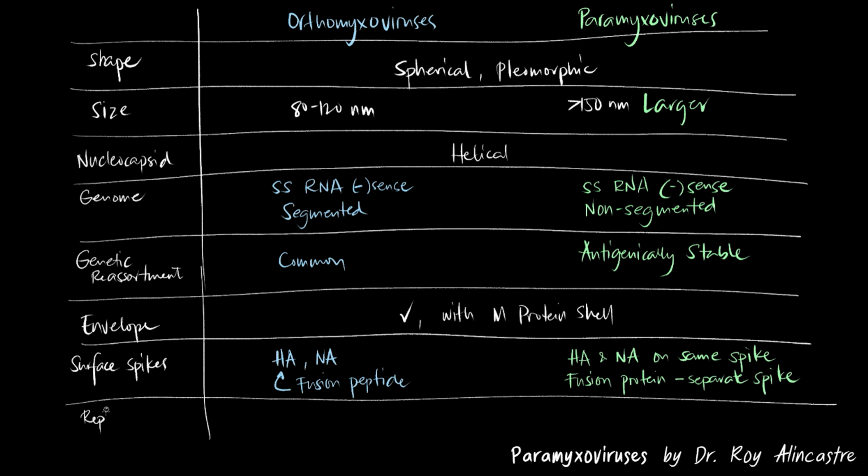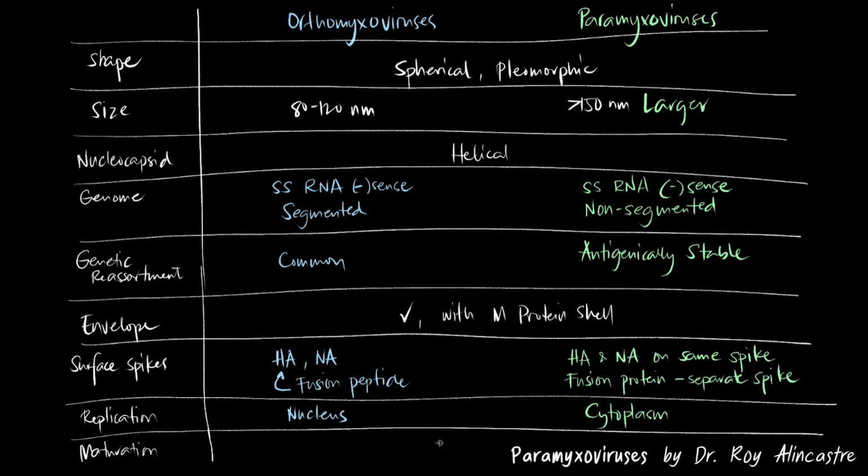Replication of orthomyxoviruses happens in the nucleus, which is unique among the RNA viruses. The paramyxoviruses replicate in the cytoplasm like the others. And both of them mature by budding from the cell surface.